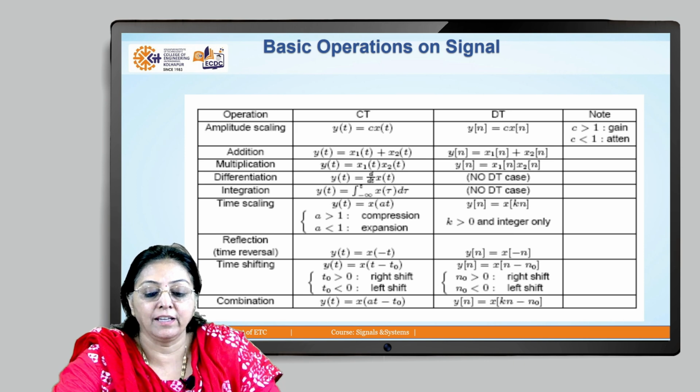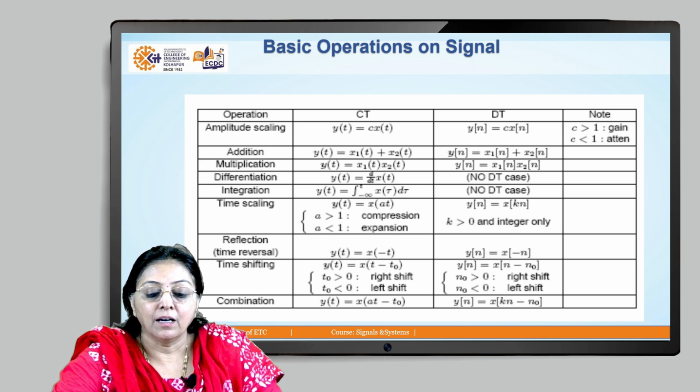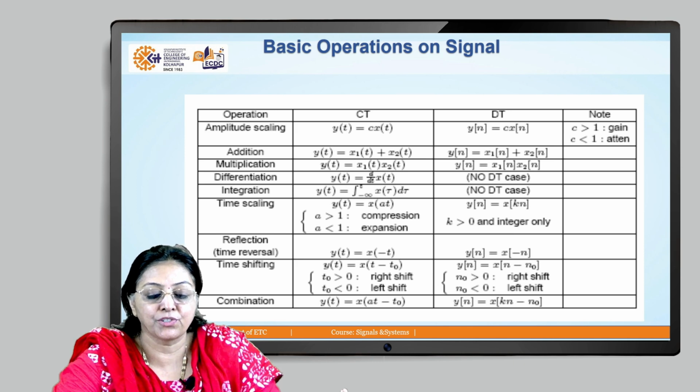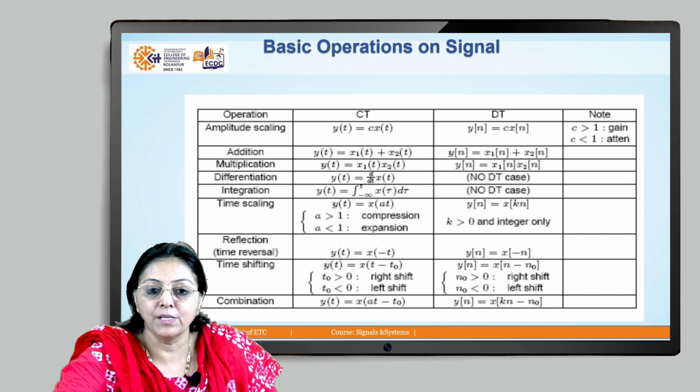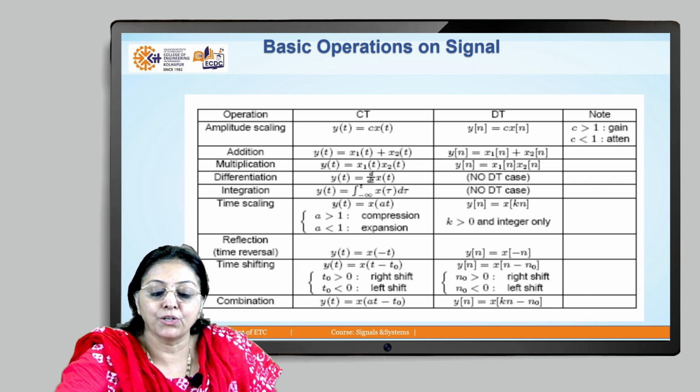These are the basic operations we are going to perform on the signal. The amplitude scaling. Amplitude scaling means what? Just a multiplication by any constant value, that is called amplitude scaling. Means x(t) is there, we apply c. Just observe the CT block, y(t) equals c into x(t). It means that we are multiplying by some constant value c.